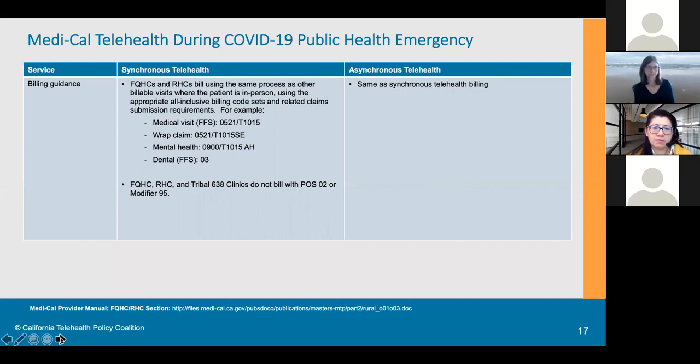And then in addition, you would include your CPT codes that correspond to the services that were provided during the visit as informational line items. And just a reminder, the informational line items are not separately billable. And then for your teledentistry visit, that last example there where it says dental fee for service, those visits would be billed with your local code 03. And then a really quick note that FQHCs and RHCs do not bill Medi-Cal with the place of service code 02 or the 95 modifier.